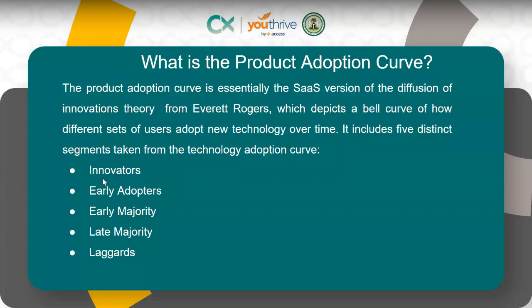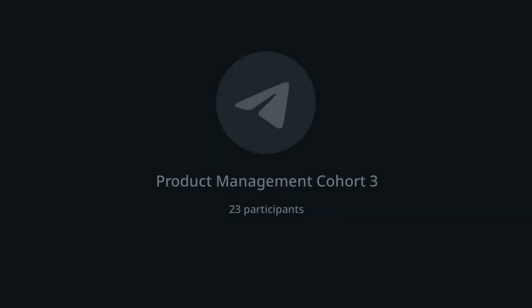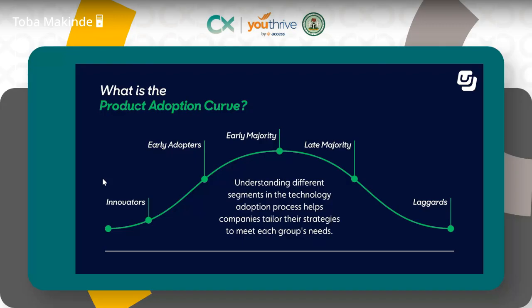So it includes 5 distinct segments. We have the innovators, the early adopters, the early majority, the late majority, and the laggards. All right. So these are the 5 segments of the adoption curve. This is how the curve looks. You see here the innovators, the early adopters next, the early majority, the late majority, and the laggards. Understanding these different segments in the technology adoption process helps companies tailor their strategies to meet each of the groups.